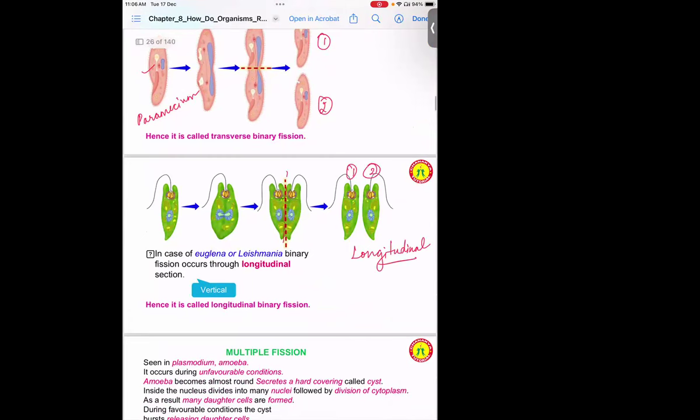Now, the second type of fission is the multiple fission, where more than two individuals will be formed after the division. It is seen in the plasmodium as well as in the amoeba, and it occurs under unfavorable conditions. So when the conditions are not favorable, during that time they will undergo it. Now, this is the plasmodium. The plasmodium has an outer covering, which is called a cyst.